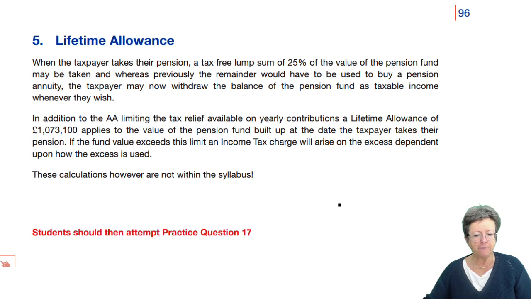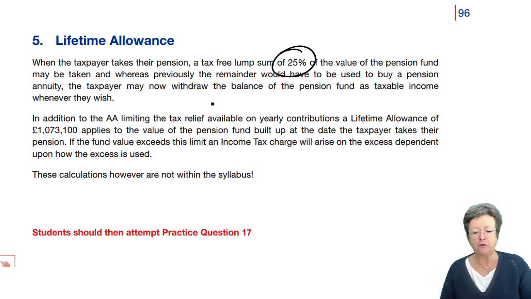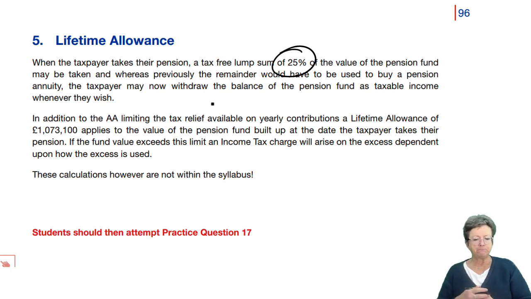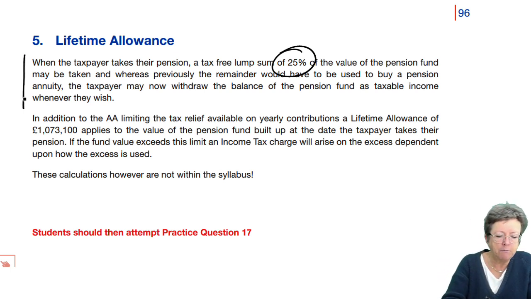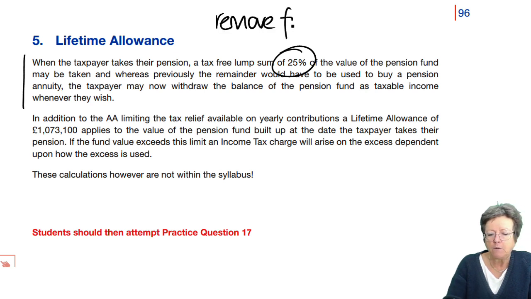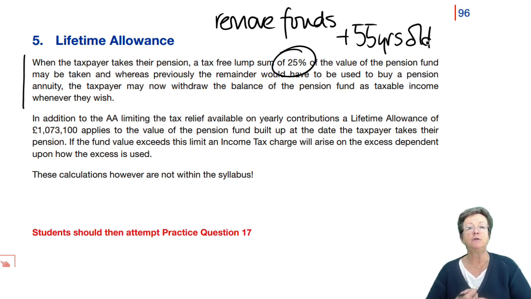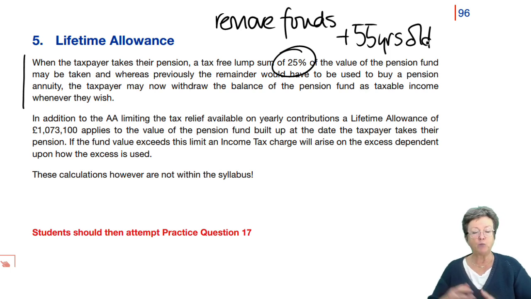Now there is also a final allowance which is restricted, the lifetime allowance. When you take your pension, you're allowed 25% of the value of the fund tax-free. For the remainder, you can either buy an annuity, which will then pay you a certain amount each month or each year, or you can draw down from your pension, withdrawing amounts each time. So that's how you remove the funds. You have to be over 55. And obviously you would need to get a financial advisor to work out whether you've got enough in your fund to fund your retirement and when you should be doing that.